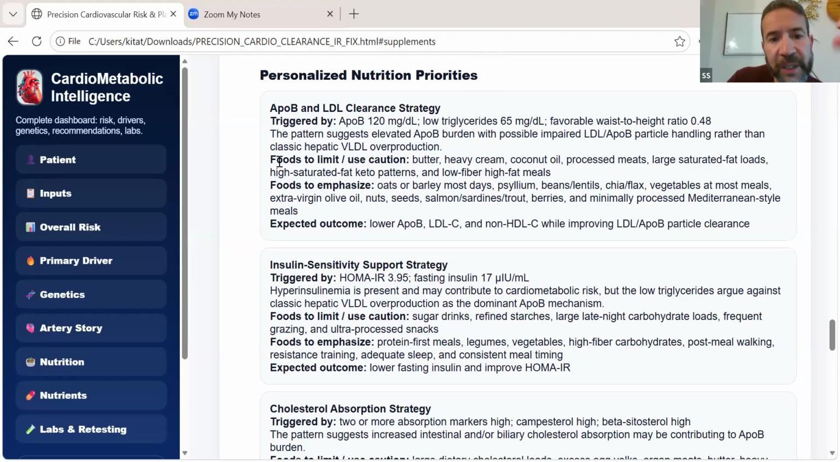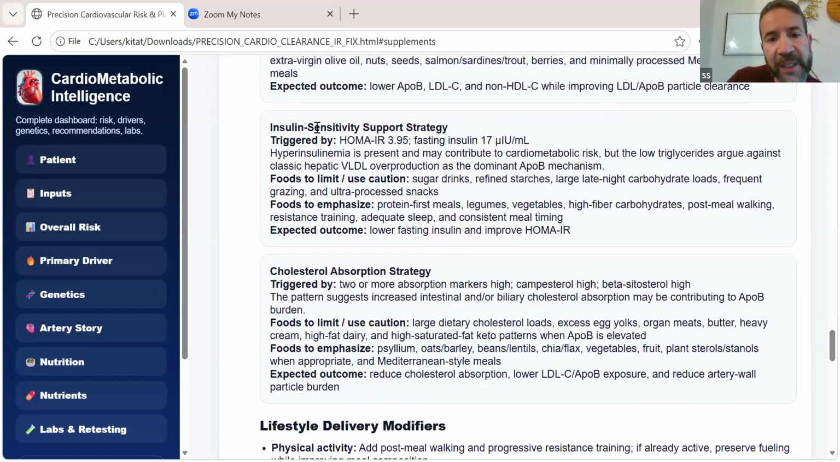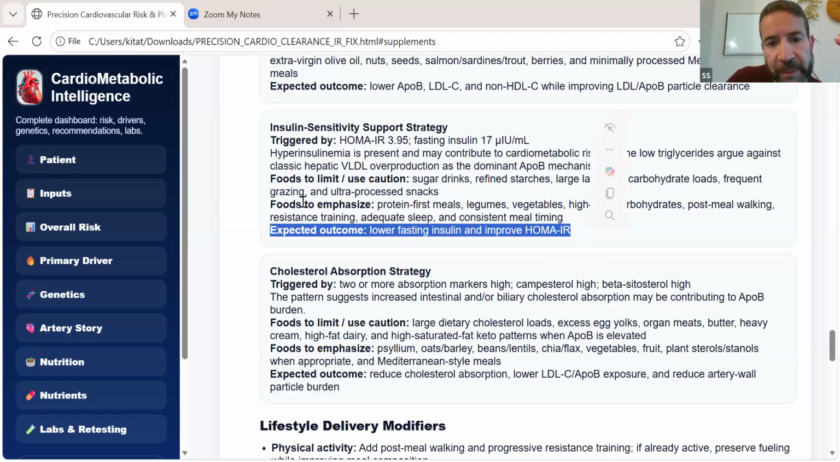All right, so this is not a meal plan. This is just a guideline to share with your functional medical doctor, with your clinician, whoever you're working with, so they can customize meal plans based off of these recommendations. Insulin sensitivity, we need to take care of that. The reason for that is because HOMA-IR was high and fasting insulin was high. Foods to limit, foods to emphasize, and expected result. If you follow this, this is the expected result.